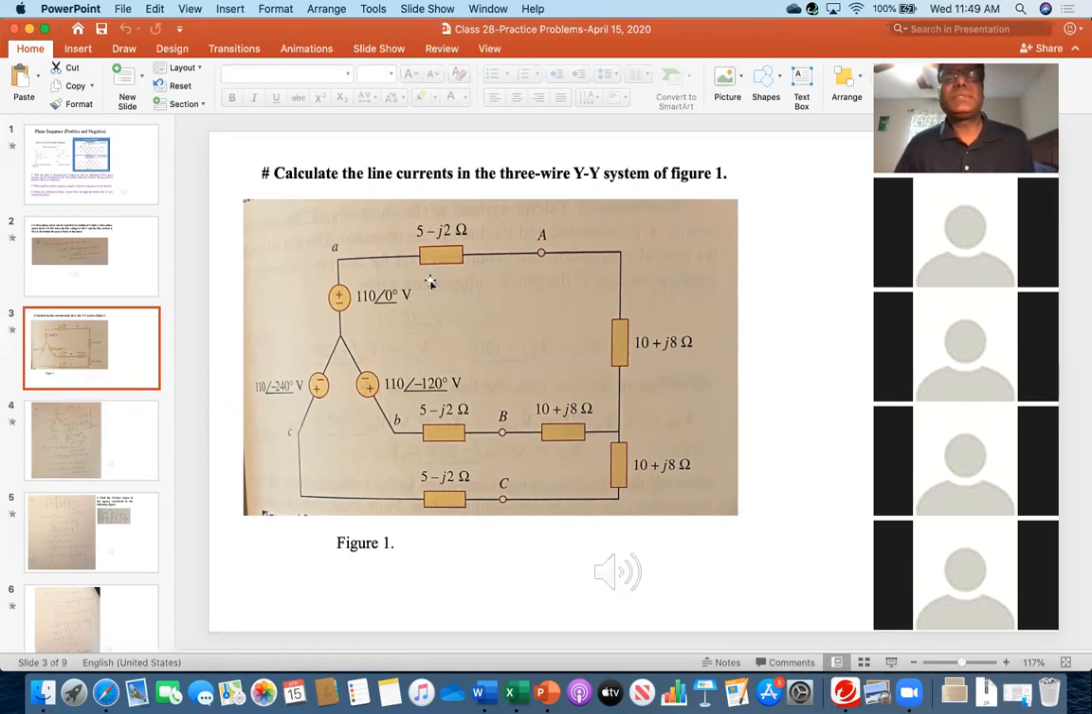So the question is how much line current is flowing. You have to find out, for example, this current or this current or this current. So see the next slide.